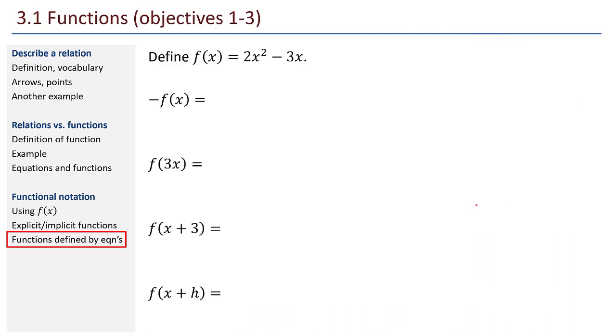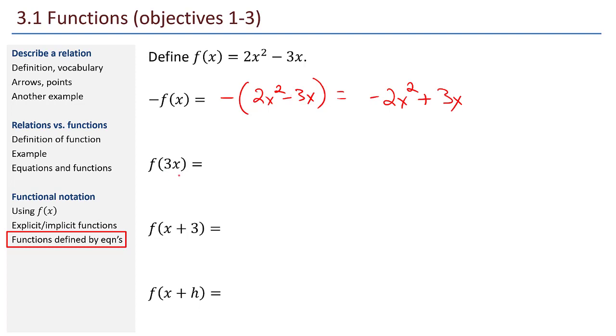All right, the last few calculations. What if I have a negative in front of the whole x? Well, then I just put negative in front of my whole function, 2x squared minus 3x, like that. So I get negative 2x squared plus 3x. Do you remember how you distribute that negative sign across a sum or a difference?